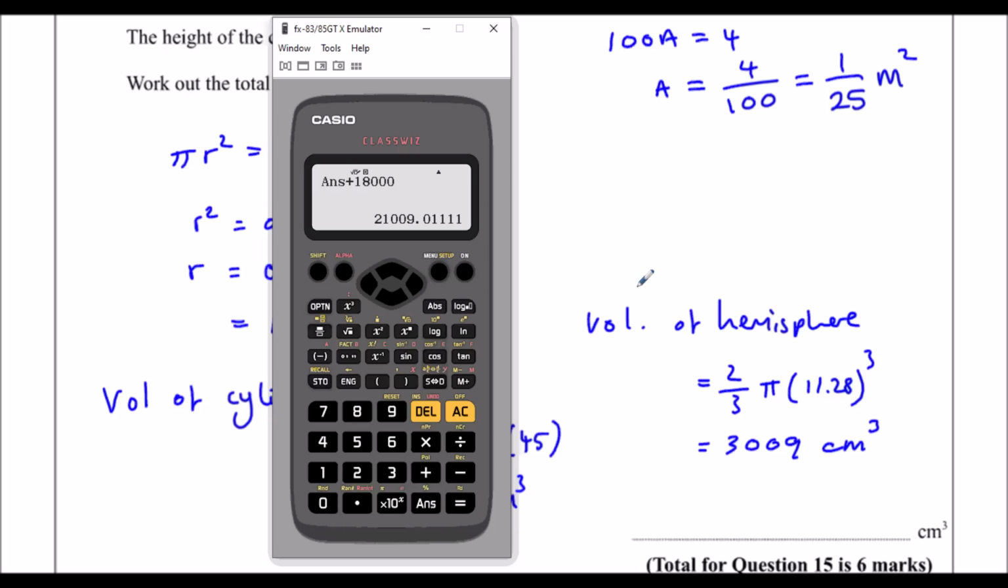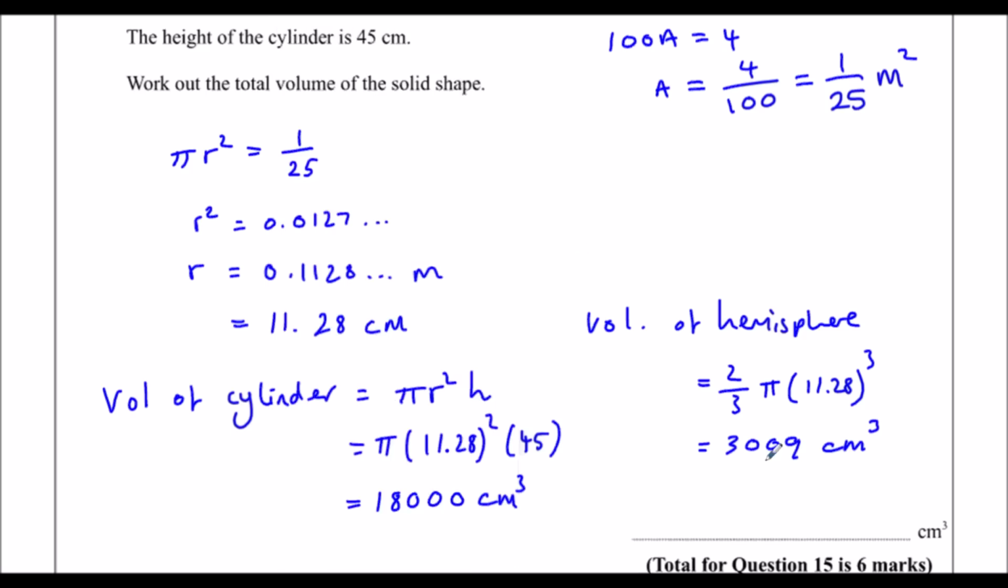So we've got 21,009.0111. We can give our answer to the nearest whole number or three significant figures. So 21,000 will be okay. I'll put three significant figures.